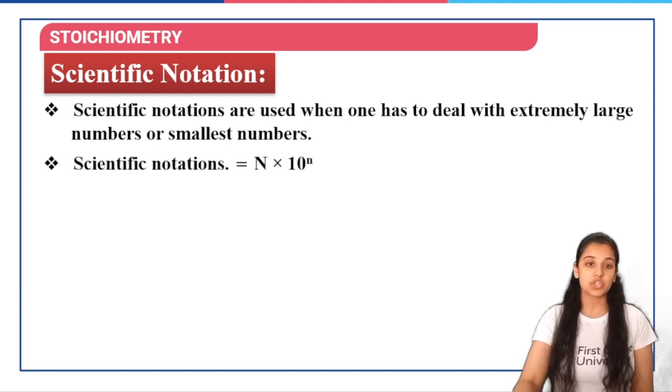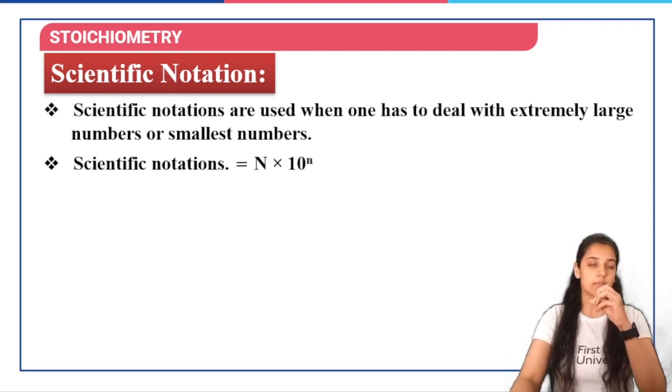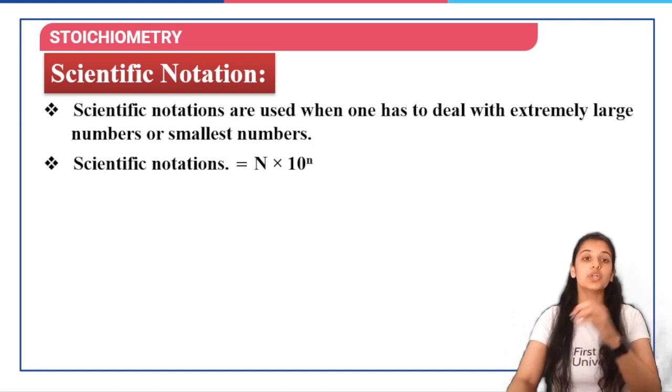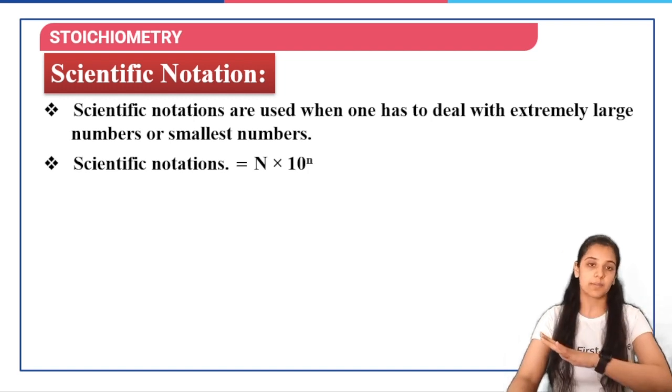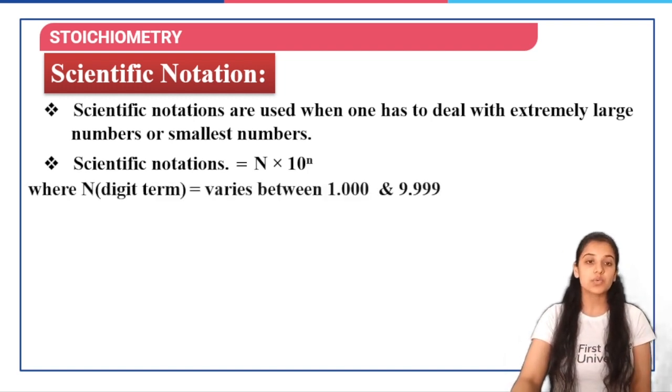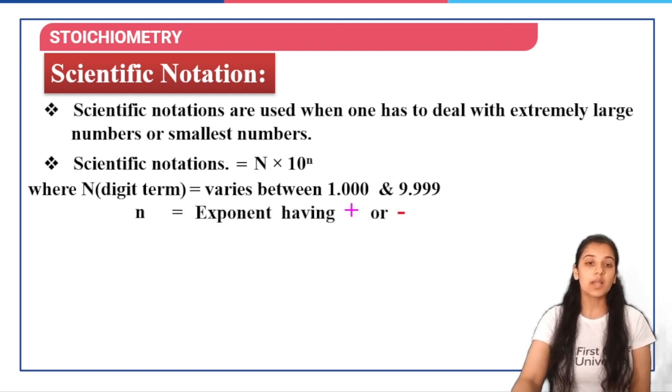So scientific notation has to be given by capital N into 10 raised to power small n. So I'm just speaking the capital and small to differentiate that the number that is coming before this 10 raised to power term is not the same as the power of 10. Where N is going to be a digit number that is going to vary between 1.000 and 9.999. And small n is the exponent that can be along with plus or minus sign.